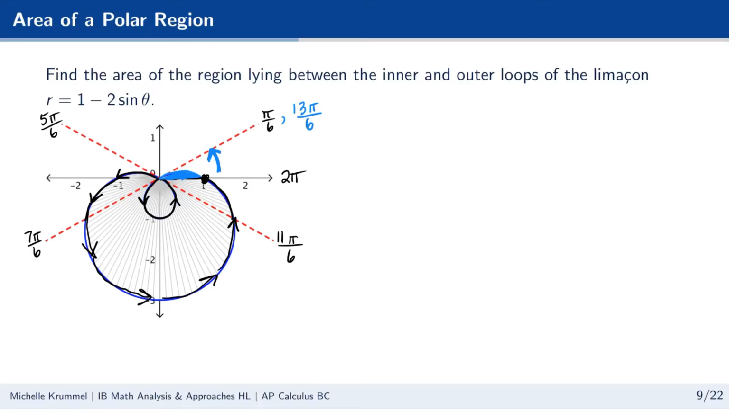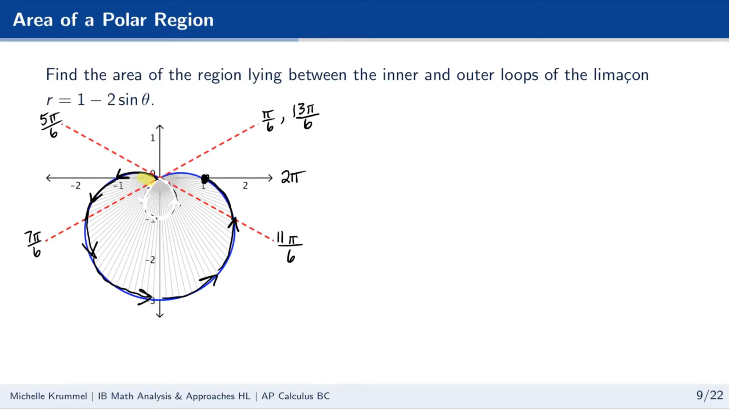Now, I want you to imagine that the inner loop isn't here, that this part of the graph doesn't exist. Okay, so we're going to pretend that the inner loop isn't on the graph at all. It's just not even there. So if we integrate from 5 pi over 6 to 13 pi over 6, what are we going to get? What area are we going to be finding?